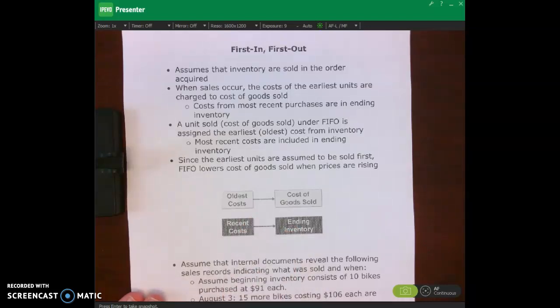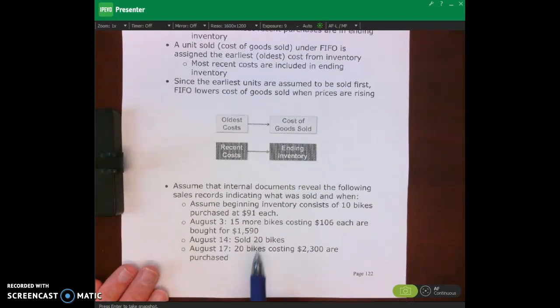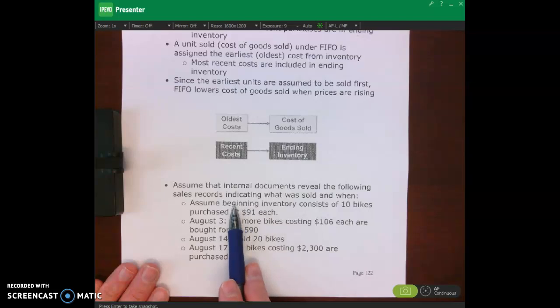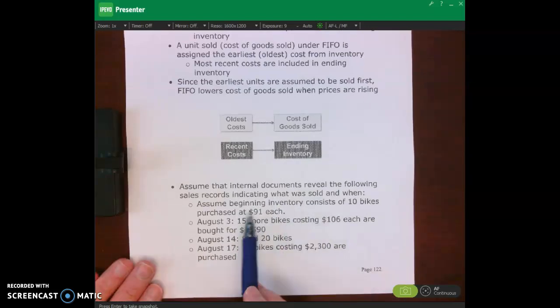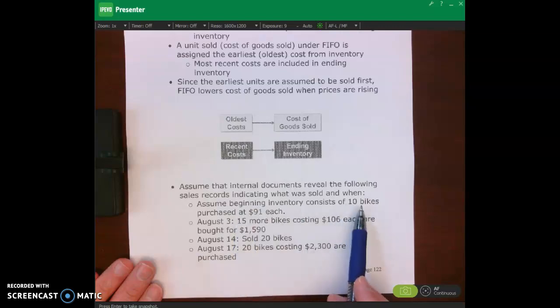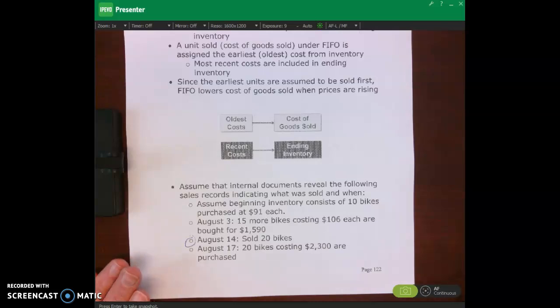Okay? Now, let's go ahead and walk through an example. It's the same example that we worked with specific identification. So the same thing, we had beginning inventory, 10 bikes purchased at $91 each, bought another 15 at $106. Look at the difference there though. On August 14th, it says we sold 20 bikes.